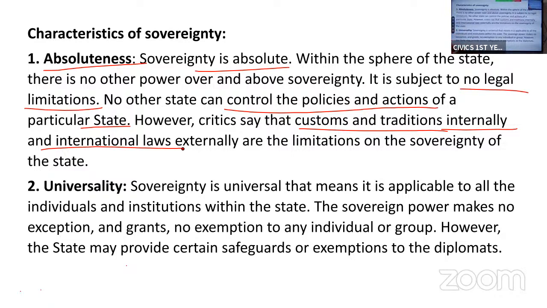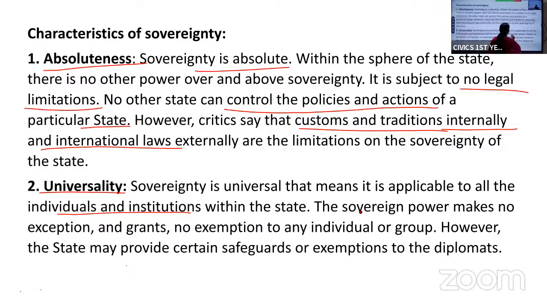Now, let us see the second characteristic, that is universality. Sovereignty is universal. Universal means it is applicable to all the individuals and institutions. All the individuals and institutions within the state have to follow the sovereign political authority. The sovereign political authority has control over all the individuals and institutions within the state.